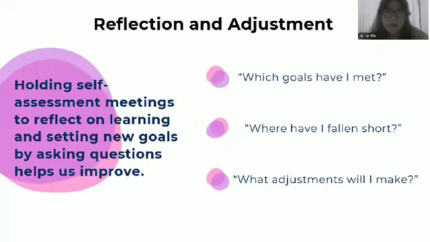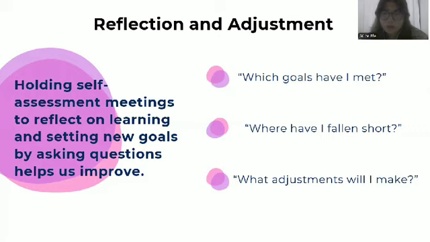And after that, we have reflection and adjustment. For this strategy, holding self-assessment meetings as an activity is very beneficial. In these meetings, learners can ask questions like, which goals have I met? Where have I fallen short? And what adjustments will I make?